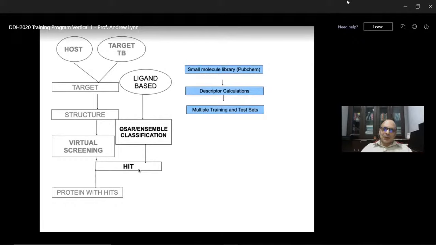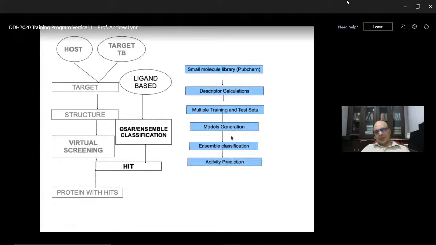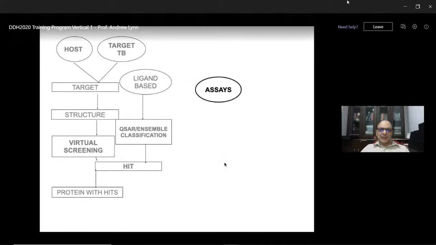A typical protocol that we use is you take your small molecule library, you define descriptor calculations, you have multiple training and test sets, you generate models, and then you can do ensemble classification, and then we predict the activity from a set of molecules whose activity is unknown. Now see, I'm deliberately putting together these as protocols because essentially what we'd like to do is write out small scripts that can run these and run them as a script for our particular purpose of running activity prediction. So with our hits, we need assays.